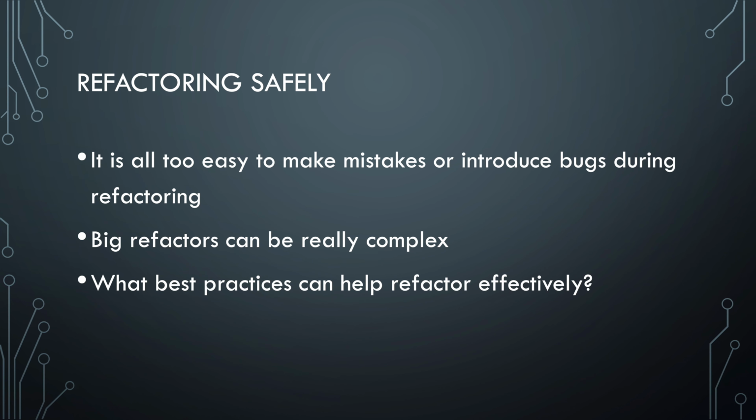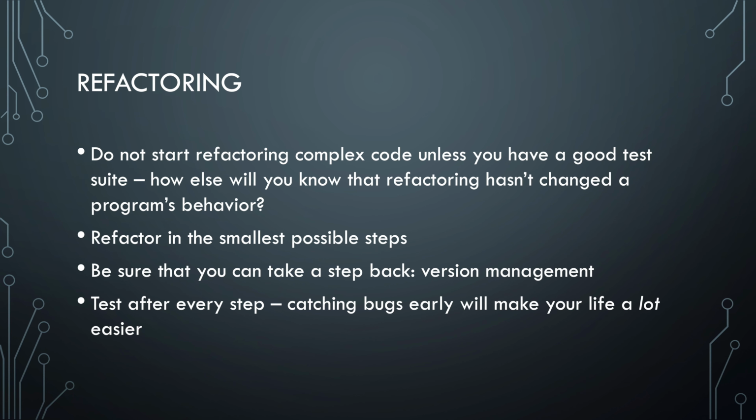It's easy to introduce bugs while you're refactoring, and big refactors, such as introducing design patterns to replace a bunch of tightly coupled, weakly cohesive code, can lead to problems. So what's the best way to refactor? First, don't start refactoring complex code unless you have a way to test it. Otherwise, there's no way for you to verify that the program's behavior stays the same. You want to refactor in small steps so that you can then test each of these steps and verify more easily that you didn't introduce bugs.